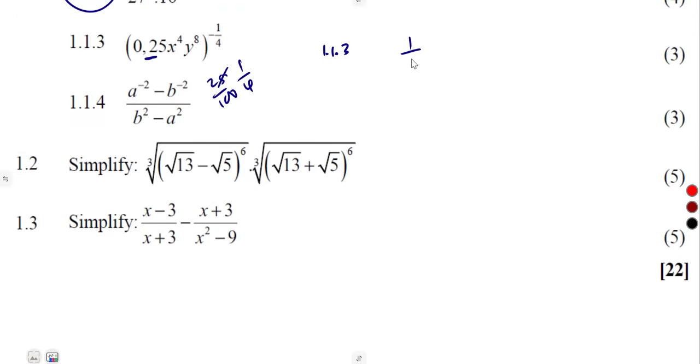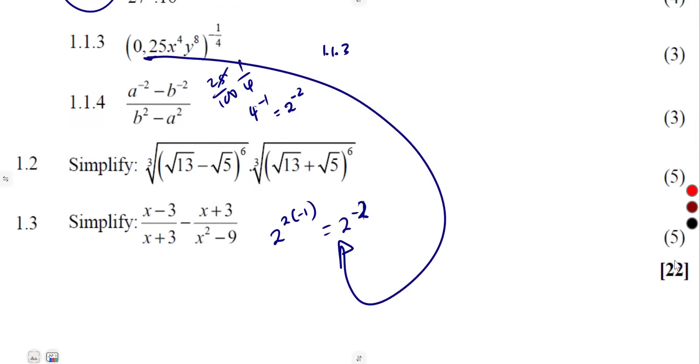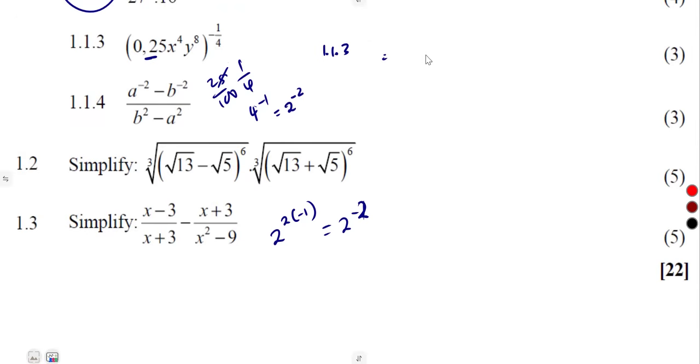1 over 4. So you can write this as 1 over 4, which is the same as 4 to the exponent of negative 1. In the base of 2, in simplest form, that's 2 to the exponent of negative 2, because 4 is 2 to the exponent of 2, but there's a minus 1. So it's going to be 2 to the exponent of negative 2. So this 0.25, guys, and 2 to the exponent of minus 2, it is just the same.